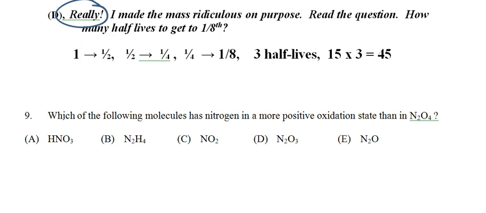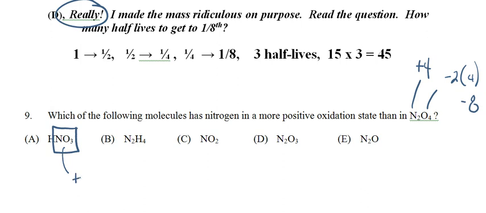Alright, number 9. Which of the following molecules has nitrogen in a more positive oxidation state than N2O4? Well, let's find out what the oxidation state is. In the O4, each oxygen has a -2 charge, and we have 4 of those, so -8. So that means that if we have 2 nitrogens, then each nitrogen has a +4 charge. This is actually a very easy question. I hate to say it. So when we look at nitrate, it has a total charge of -1, nitrogen is +5, each oxygen -2. We're done. Okay. So A.